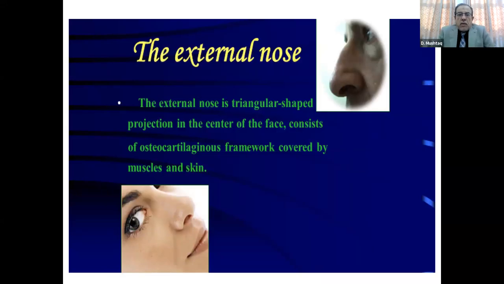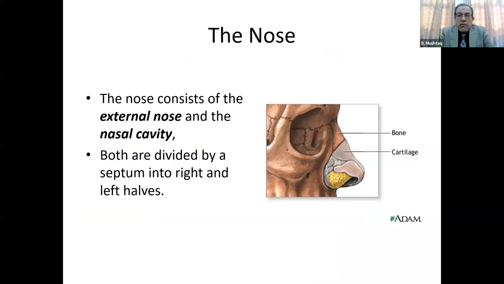The external nose, a triangular shape projection in the center of the face, consists of an osteocartilaginous framework covered by skin and muscle. The skeleton of the nose contains the cavity and the external nasal bone. The nasal cavity is divided into right and left halves by the septum.